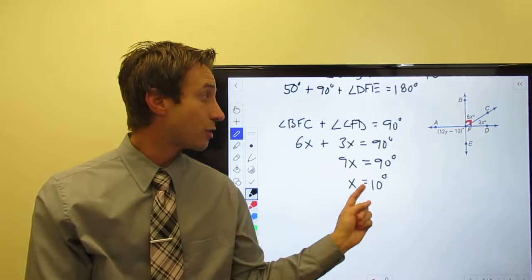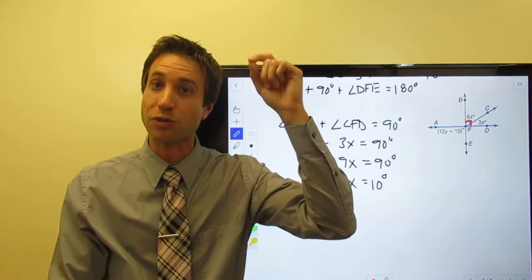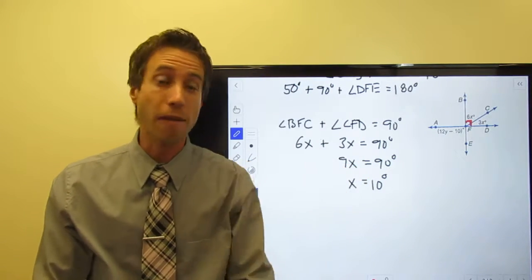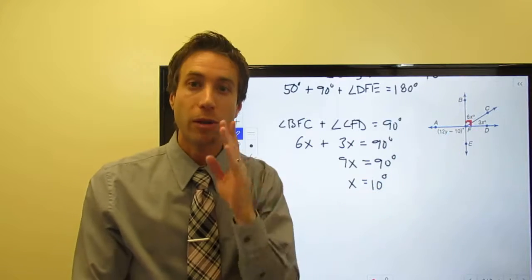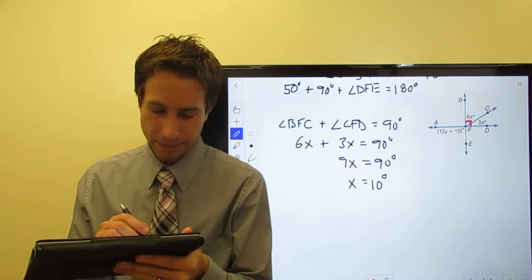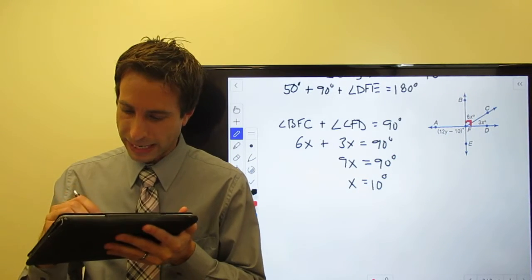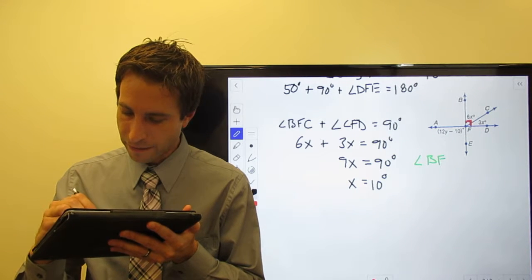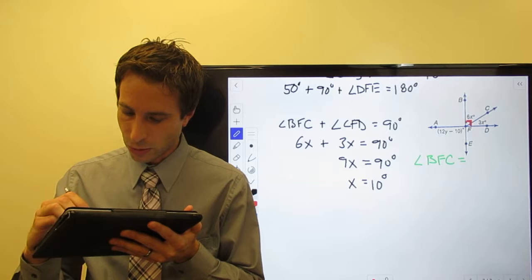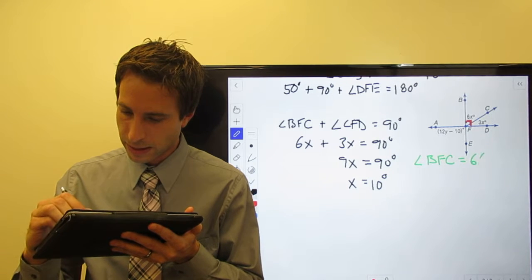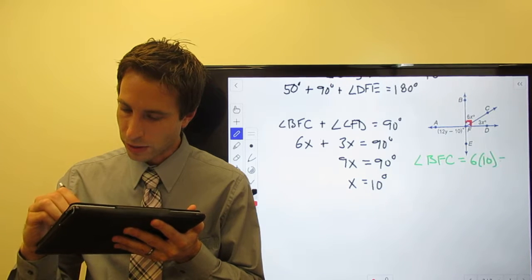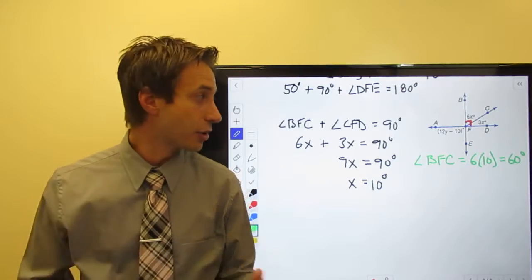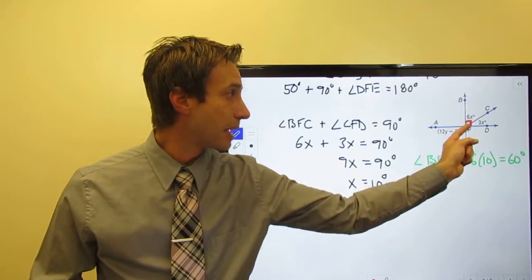Now, I didn't ask you to find x, right? Please remember, I asked you to find the measure of those angles. So we've got to plug x back in. Let's plug x back in, which tells me that angle BFC is going to be equal to 6 times 10, which is going to be 60 degrees. So there we go. We found BFC.